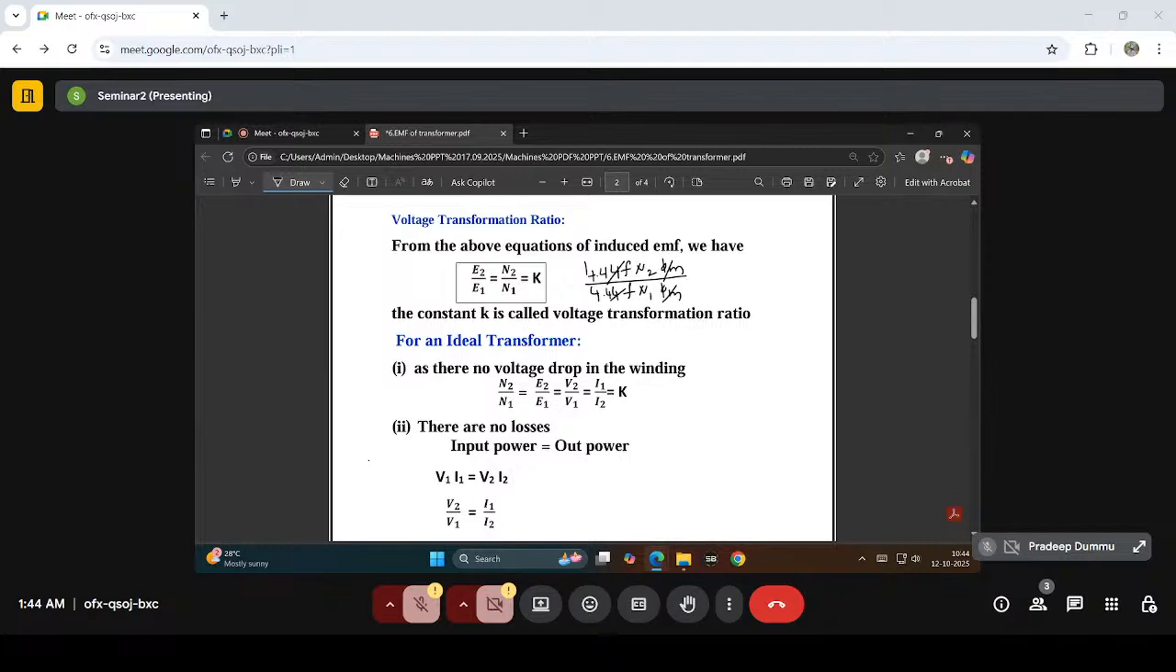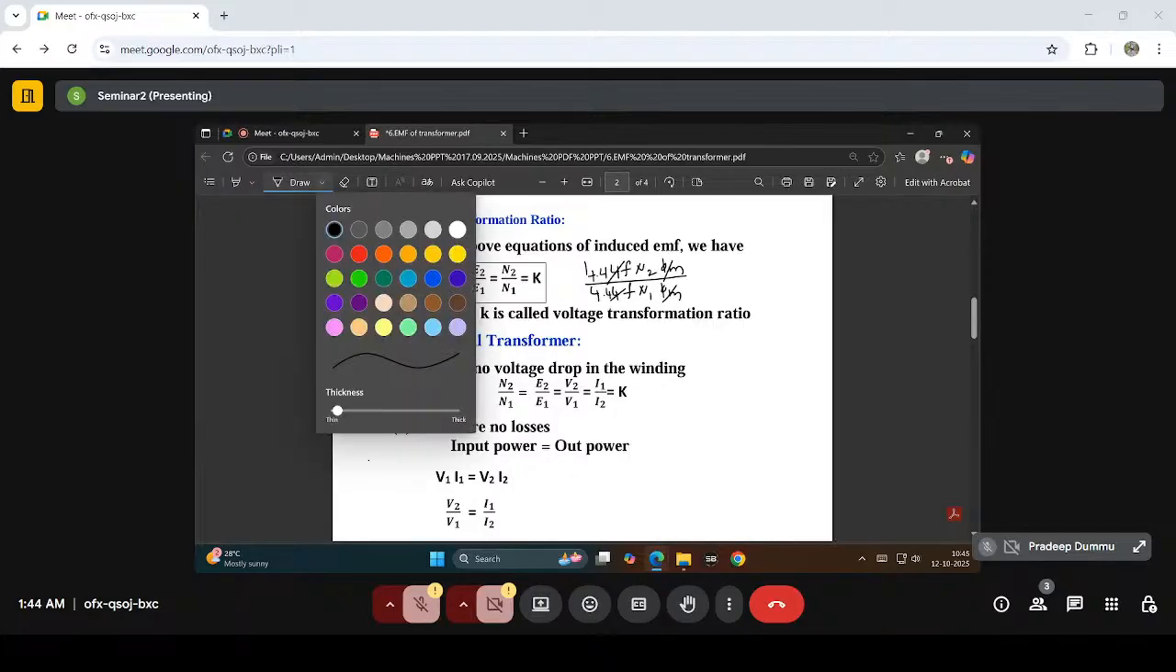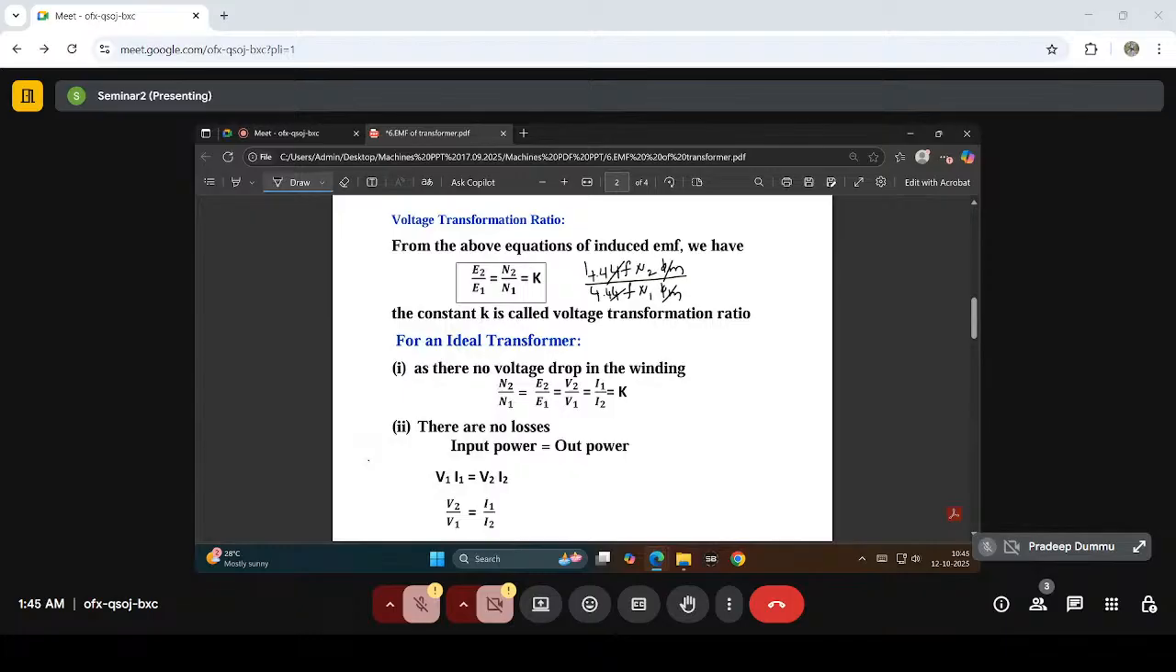Can I say E2 is equal to V2? If 220 comes, this is 220. If E1 is 220, then V1 also. So the formula will be V2 by V1. N2 by N1 is equal to E2 by V1 is equal to V2 by V1. Oh, I have not written this, sorry. So this is not there. Only this one. Mistake happened. Only E2 by E1 is equal to V2 by V1. Don't write this 2.